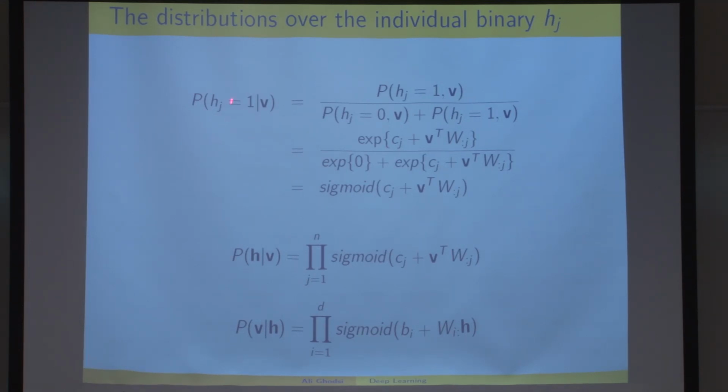And if you need the probability of vector H given V, because they're independent, that would be just the product of all of the j's. So that would be this product. That's going to be the probability of H given V. The same for the probability of V given H. That's this sigmoid function. Okay? Now, having these two probabilities of this form, it's very easy to sample from a restricted Boltzmann machine using Gibbs sampling.